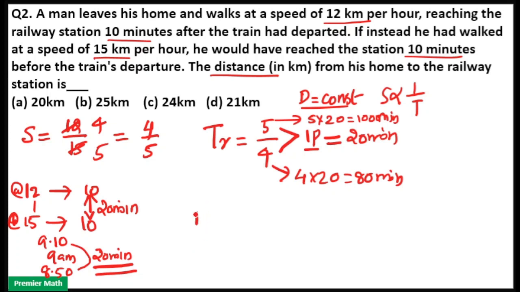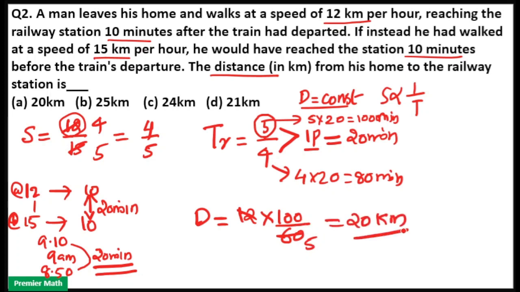So I will take distance as speed into time. Speed into time is equal to distance. Here, if I take speed as 12 km, then time respective to that 12 is 5 part. 5 part is equal to 100 minutes. So 100 minutes means 100 by 60 hour. So 12 into 5 is equal to 60. 100 by 5 is equal to 20. So distance is equal to 20 km. Option A is your answer.